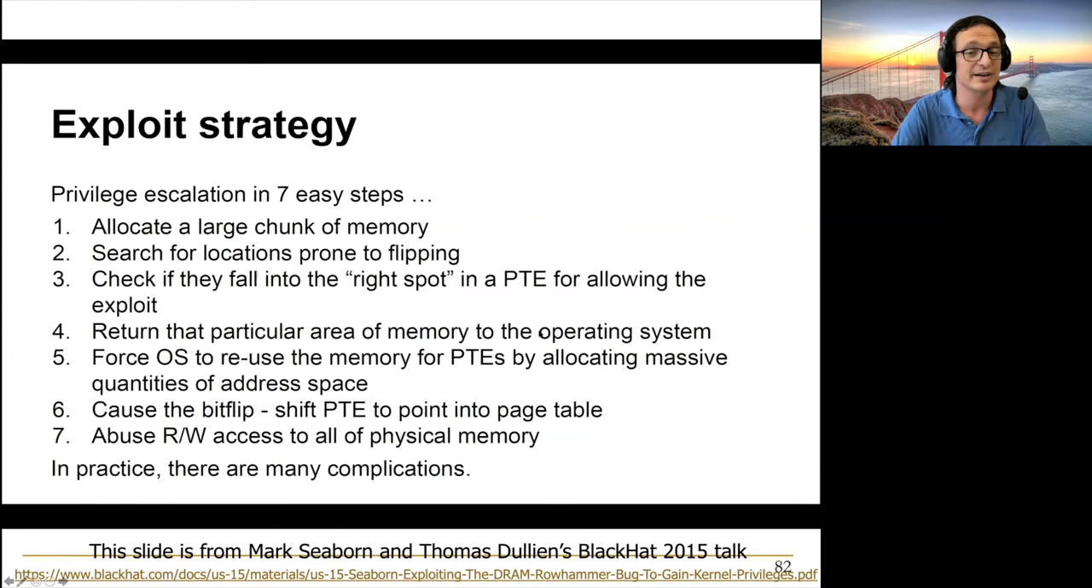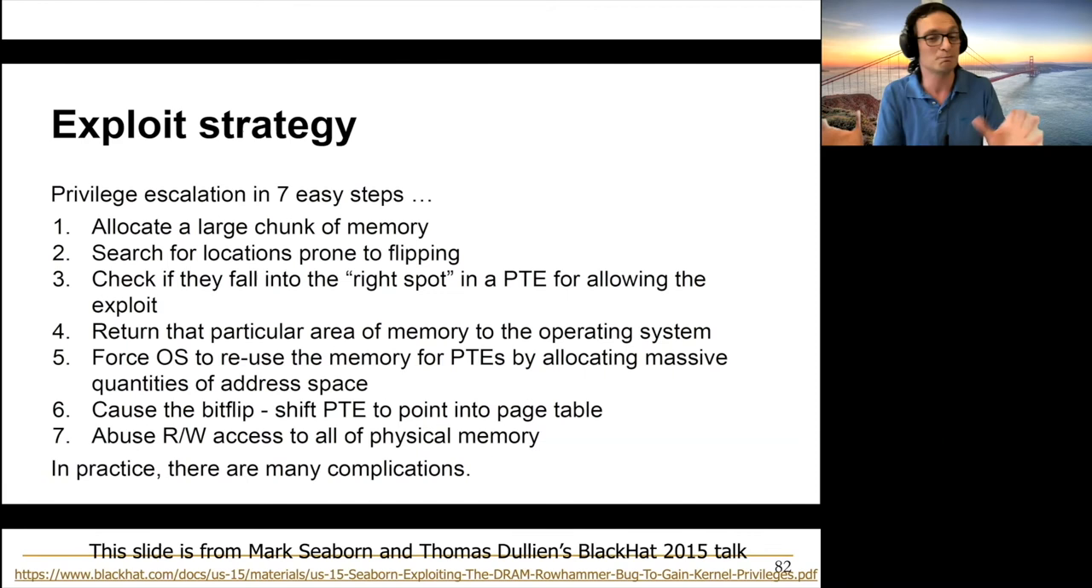So basically the user does this. The user allocates the memory, checks the memory, figures out whether it's vulnerable to RowHammer, and then finds a good part of memory and returns it back to the operating system. The operating system doesn't know that the user figured out that a part of memory is vulnerable to RowHammer.